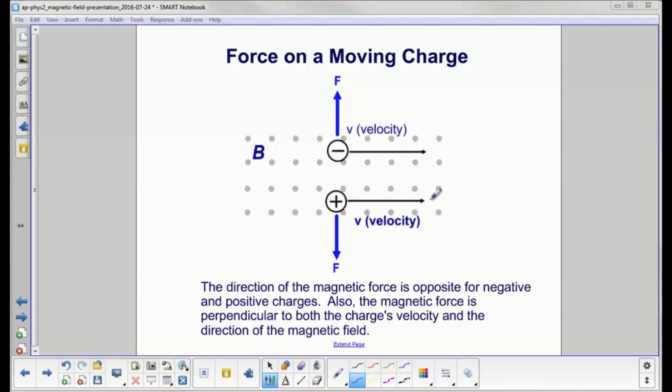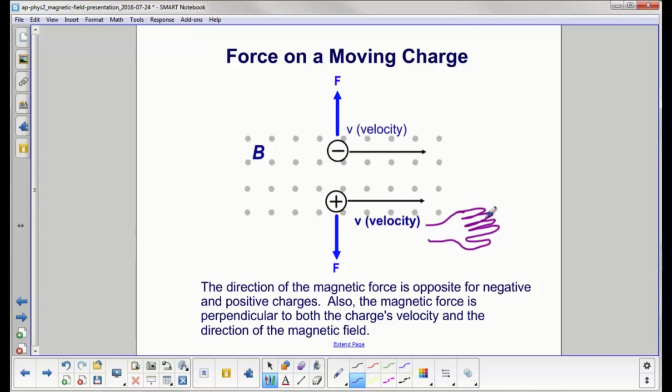But here we have a positive charge going this way and the field is coming out of the board. So I already know what to do on this one. So just bear with me. There's your hand, and you've got your thumb over there, and this is the palm of your hand, so the fingernails are on the other side.